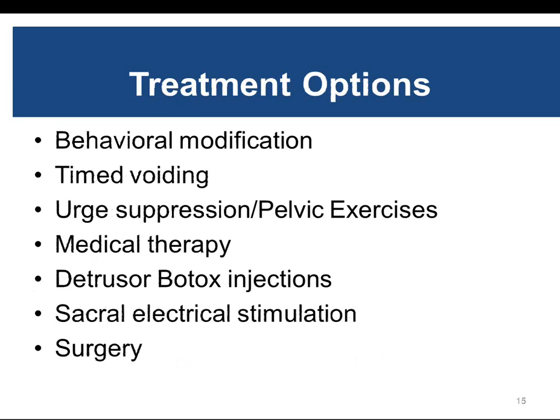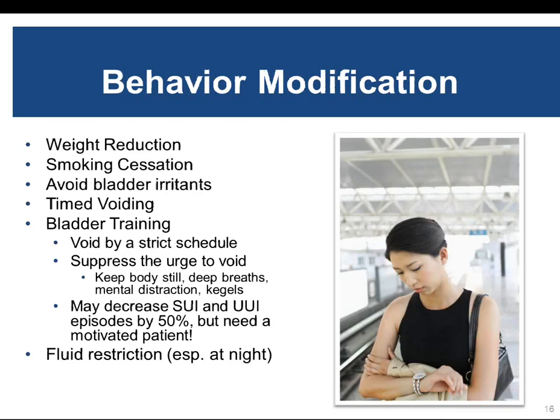What are treatment options? There are a number, and we'll talk about these as we go on. So behavioral modification is one. And that includes timed voiding, meaning going based on the clock and not necessarily how you feel. Some pelvic exercises, medical therapy, which Botox is included, and then some surgical options, which are sacral electrical stimulation and some other surgery.